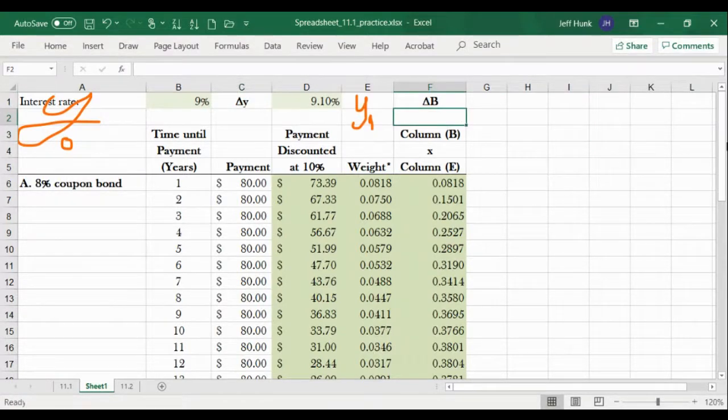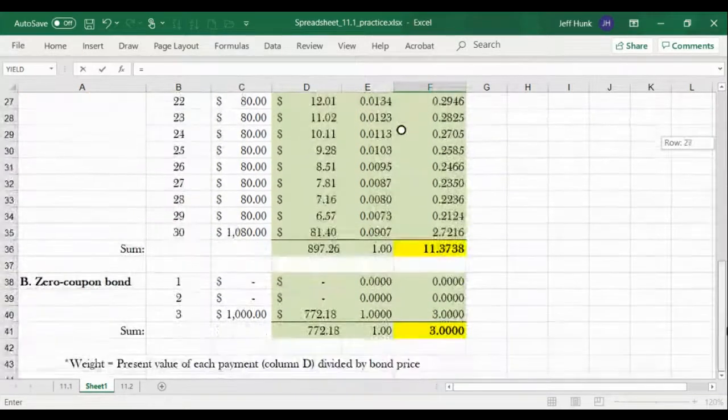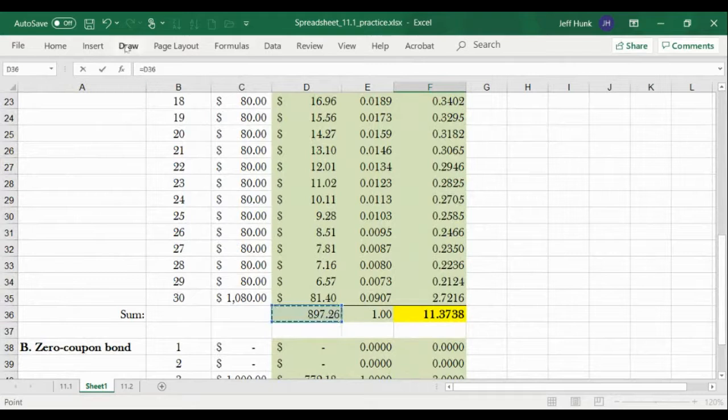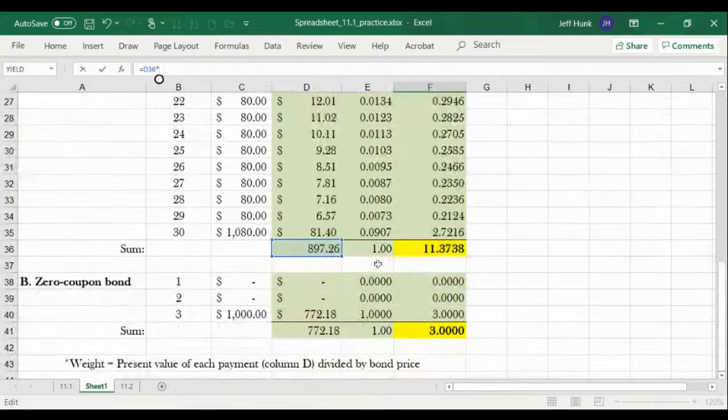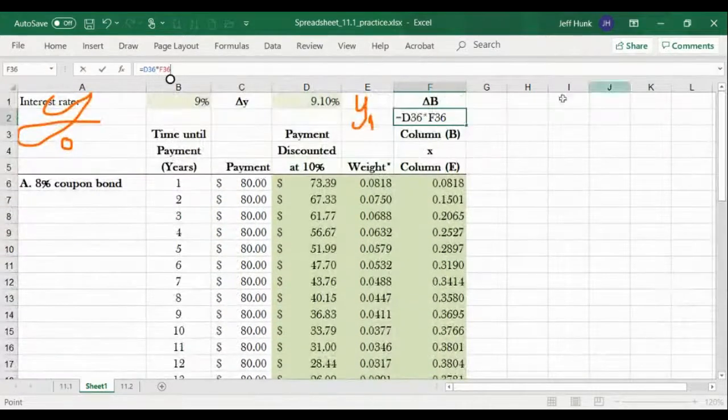So the change in bond price will be the old bond price, which is this, right? Times duration. Duration is this, right? And duration has to be negative, right? So I'm going to put a minus sign there. Duration times change in interest rate. Now it's blank, but of course I'm going to fill it. So here, hit enter.